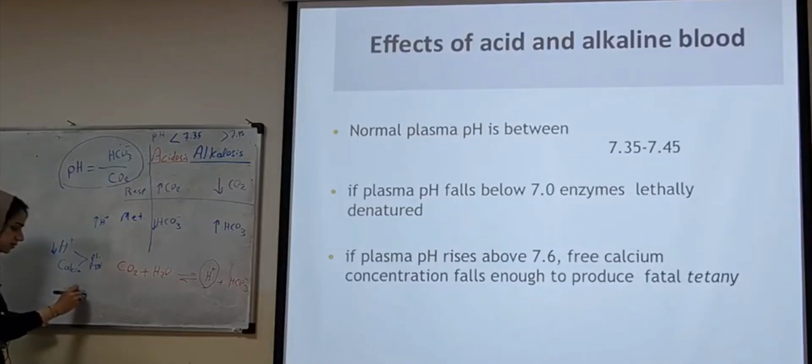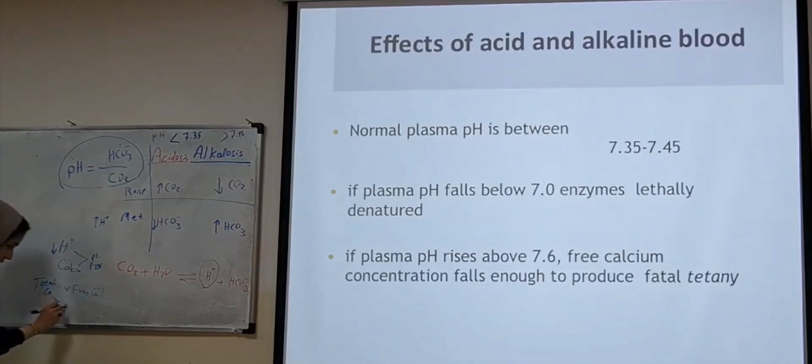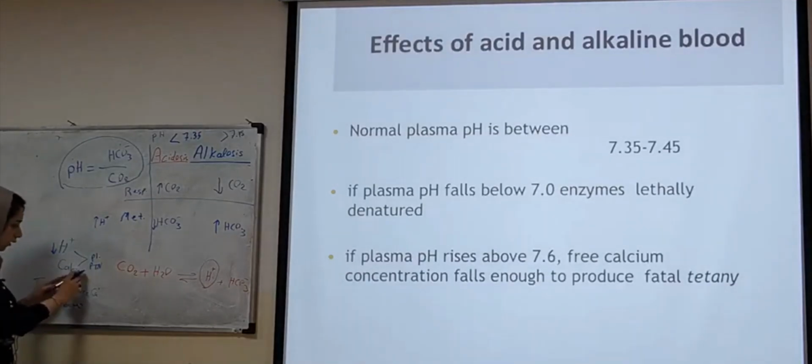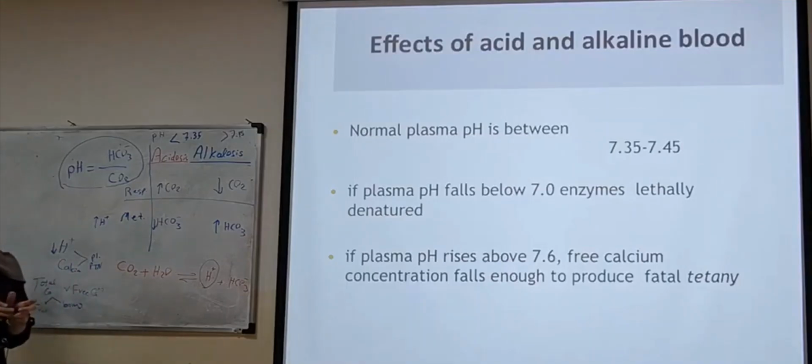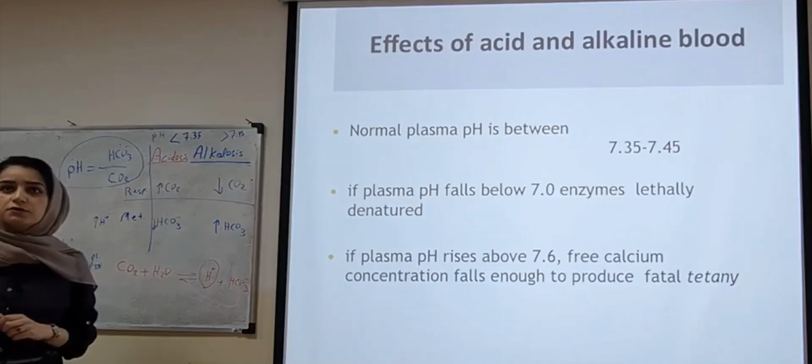Most of the calcium binds to the plasma protein, so the free or ionized calcium decreases. You know we have total calcium, bound to the plasma protein and free form. When there is more binding to the plasma protein, there is a decrease in the free level. So free calcium decreases.